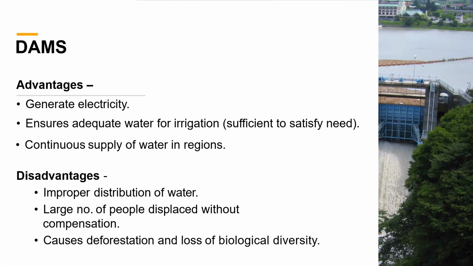You might have visited the Sardar Sarovar Dam that we have on the river bank of Narmada, where we do have the largest Statue of Unity, right? And the disadvantages are improper distribution of water, a large number of people displaced without compensation, and it can also cause deforestation and loss of biological diversity. So we do have applications of dams that are really useful for generation of electricity.